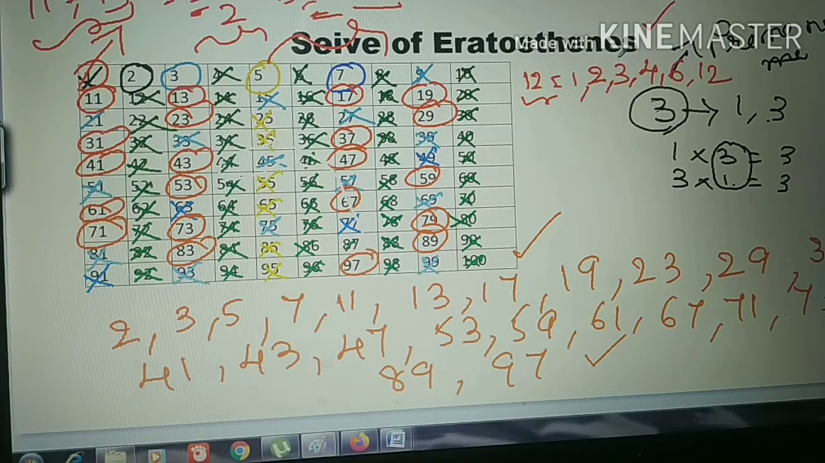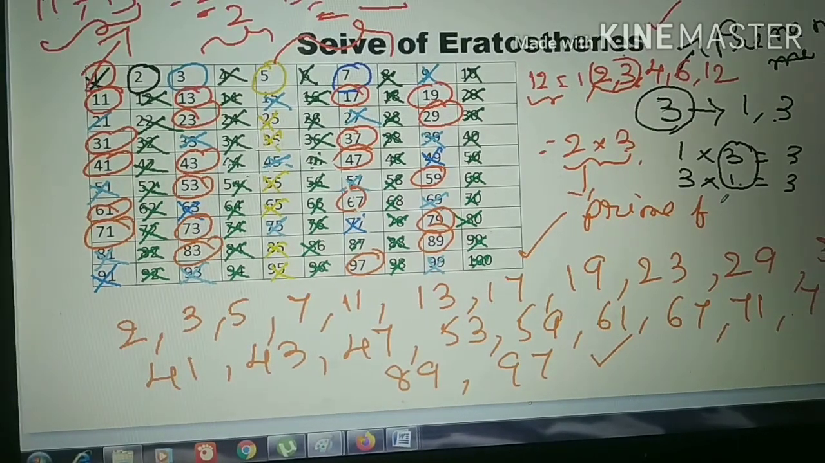Whatever the numbers are prime numbers, select those numbers, and those factors will be called prime factors of the given number. Here prime numbers will be 2 and 3. So write down that separately. And these 2 and 3 will be called prime factors. Understood this one?